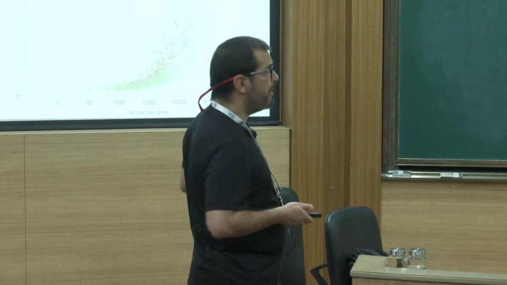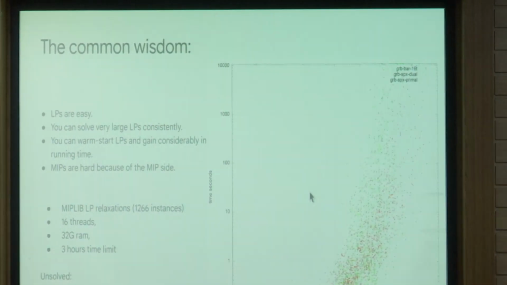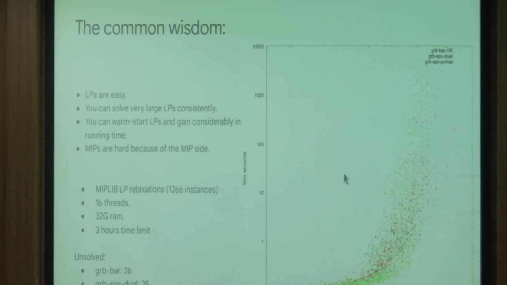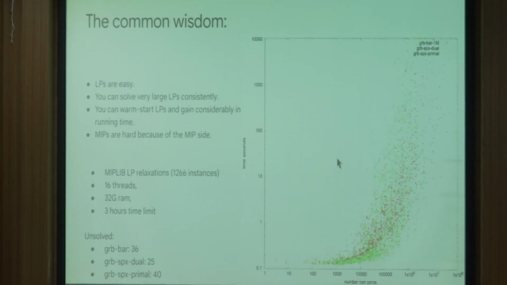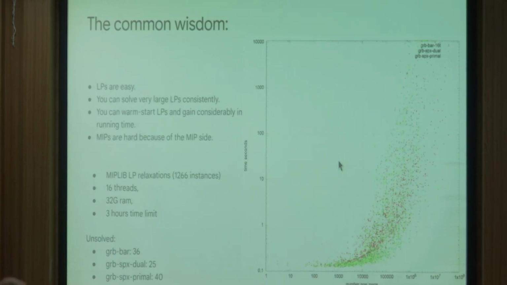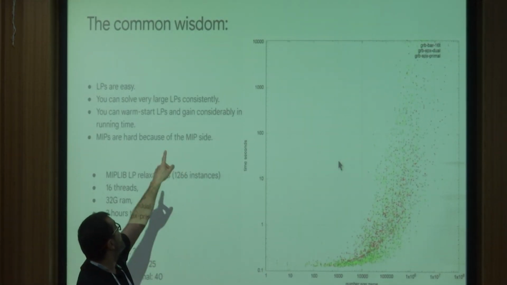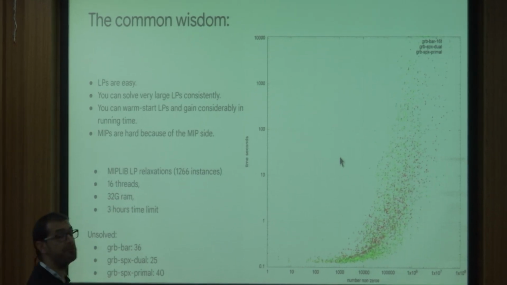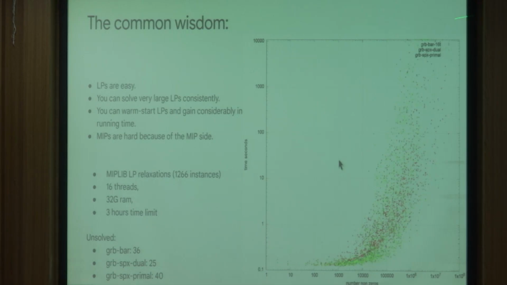This is MIPLIB 3, 2010, 2017. It's 1,200 plus instances. These are computational results for all of the LP relaxations of those problems using Gurobi with barrier, simplex dual, simplex primal. This is logarithmic time going up, and on this axis, number of non-zeros. There is no clear winner, but we are able to solve fairly big problems. If you look here, we are talking tens of millions and probably a couple of hundred million non-zeros, in, well, not too bad, 3 hours. There are a few timeouts, but I mean, that's fair.